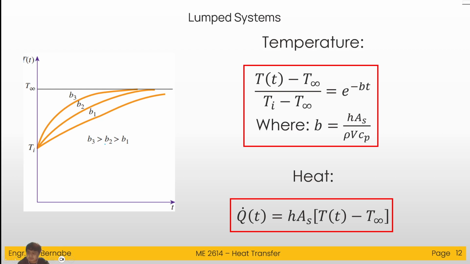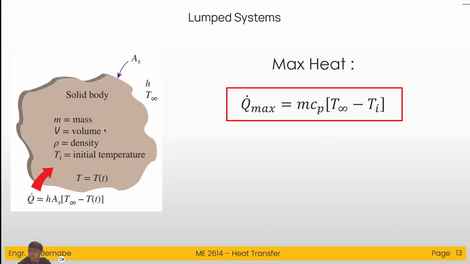If you increase the fluid flow, comparing the different B here, the temperature of the body will get closer much faster to the temperature of the surrounding compared to when B is lower. Again, you can imagine that the heat transfer rate will be much higher for the initial case.